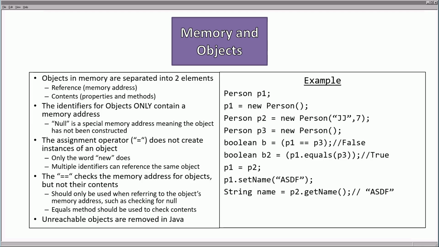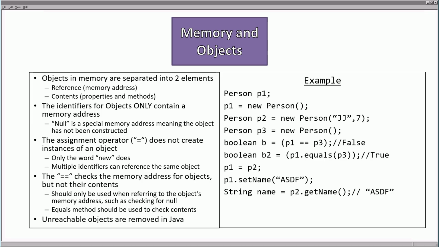The double equals checks the memory address and not the contents of the object, and as I've said before, you should use the dot equals method to compare the contents of one object versus another. You should only use double equals or not equals whenever you are referring to the memory address of the object, so you use those whenever you're referring to null.